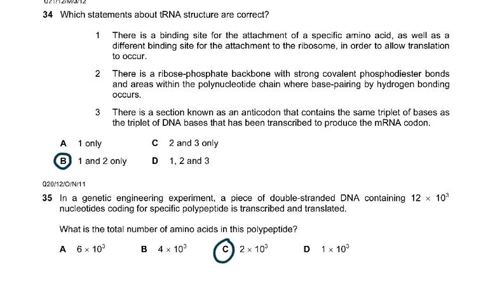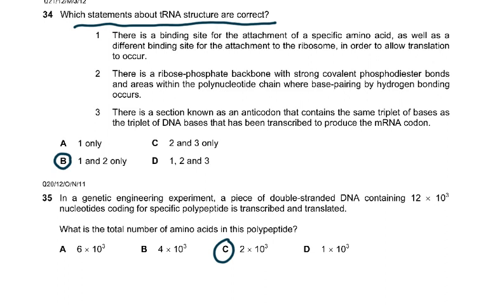Which statements about tRNA structures are correct? There is a binding site for the attachment of a specific amino acid, as well as a different binding site for the attachment to the ribosome in order to allow translation to occur. There is a ribose phosphate backbone with a strong covalent phosphodiester bond, in areas where the polynucleotides undergo base pairing by hydrogen bonding. There is a section known as an anticodon that contains the same triplet of bases as the triplet of DNA bases that have been transcribed to produce the mRNA codon.